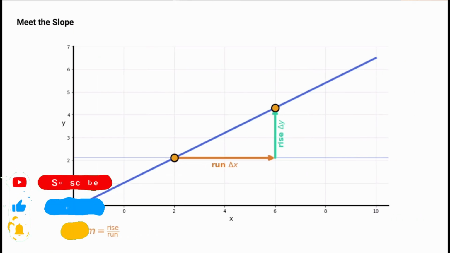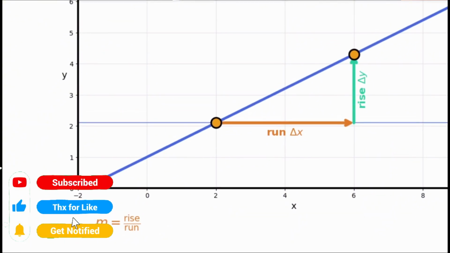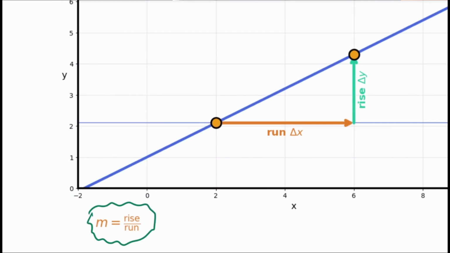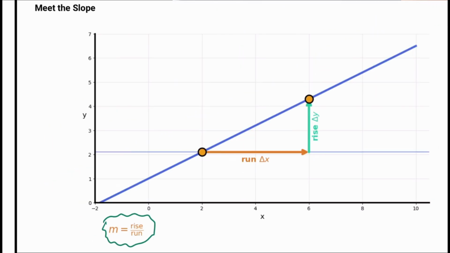So what is that constant rate? The constant rate is something that we call slope over here. As you all know, the slope is rise over run, or sometimes we call it a rate. So what does rise mean? What would happen if I move from this point to this point? What would happen to my y value?